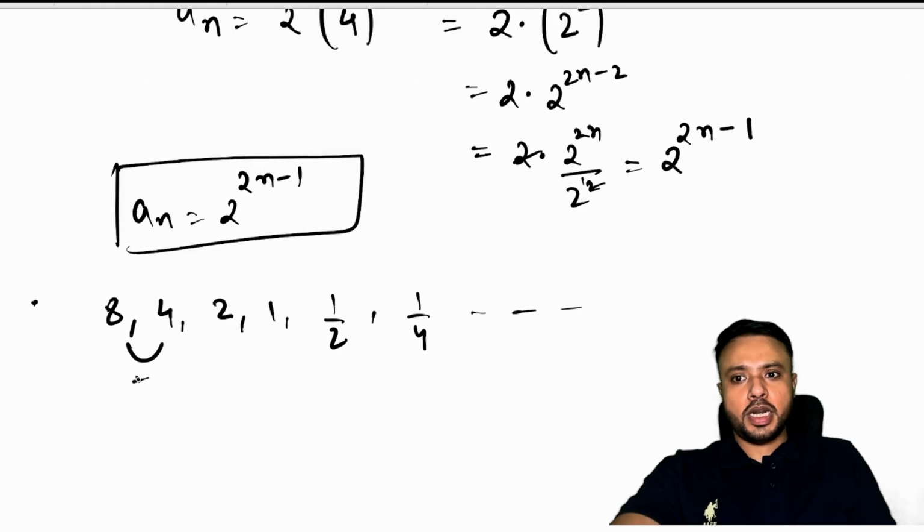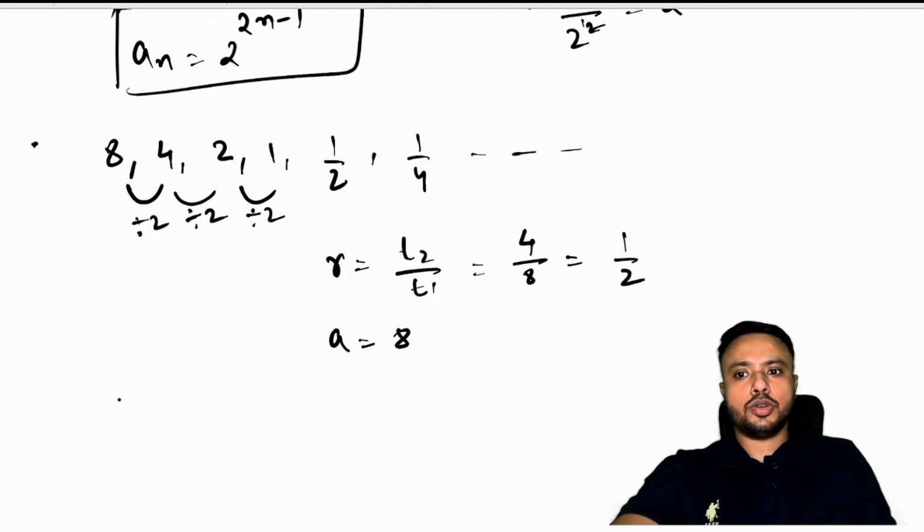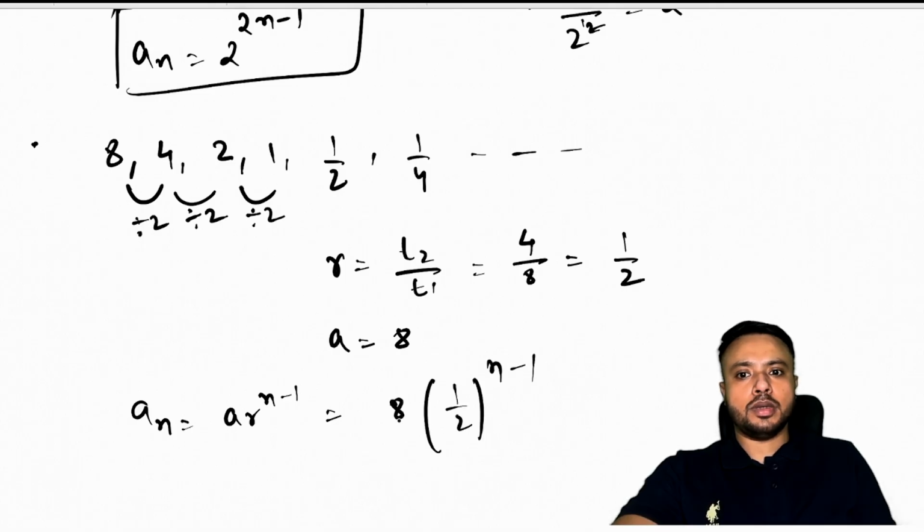So here you can see that I'm dividing by 2 to get the consecutive term. That means this is also a geometric sequence. So r would be T2 by T1, guys. Don't do T1 upon T2. So T2 by T1 is 4 upon 8, which is 1 by 2. And the first term here is 8. So I'm going to use the general rule formula, a_n equal to a r raised to the power of n minus 1, which is equal to 8 times 1 by 2 raised to the power of n minus 1.